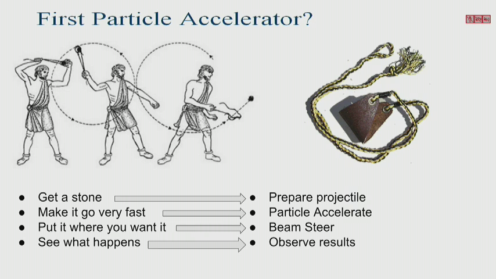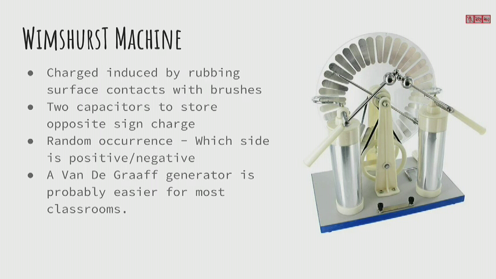So the main idea of an accelerator is: prepare a projectile, accelerate it, steer it, and then observe the results. In our case, you'll see that we had to make some modifications from what you see in the actual accelerators. So we needed a voltage source.